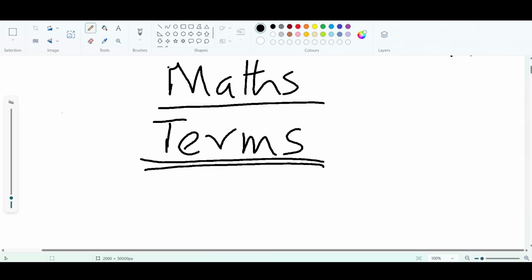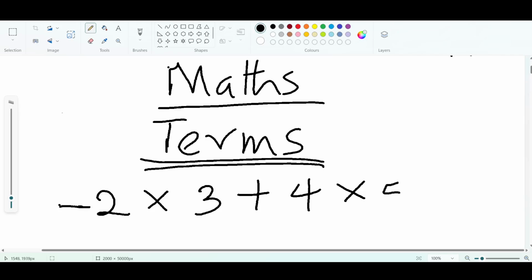When we have, for instance, minus 2 times 3 plus 4 times 5 minus 3, like this expression as it is now, we can separate this expression into terms. So how do we demarcate one term from another term? Two signs are used to demarcate one term from another term.